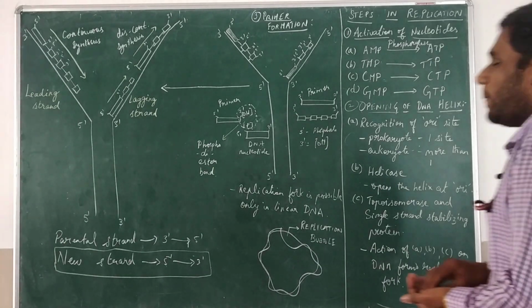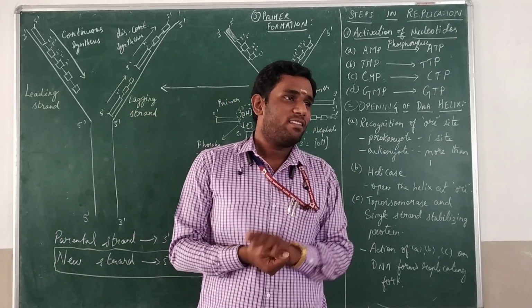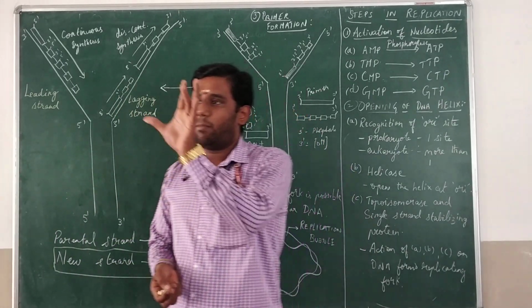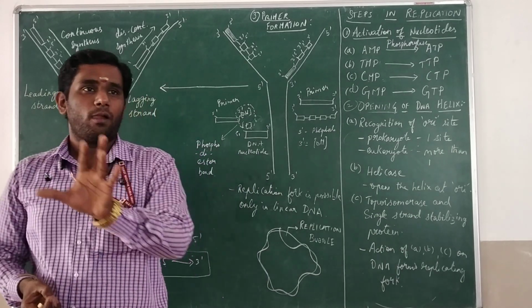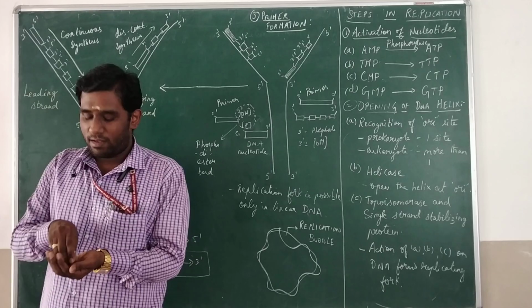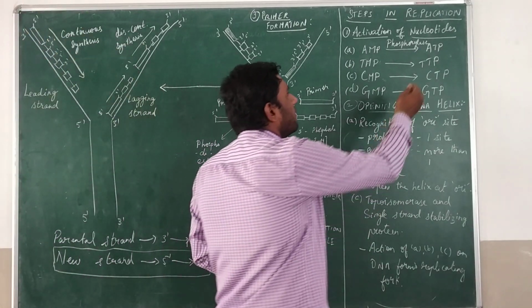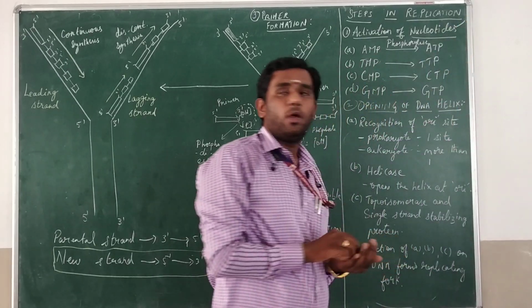Fine. So we saw about the enzymes that are required for replication in the last class. Now we'll see how this DNA is going to make one more DNA, and we'll see the steps one by one. Is it clear? The first step that is involved in DNA replication is activation of nucleotide.